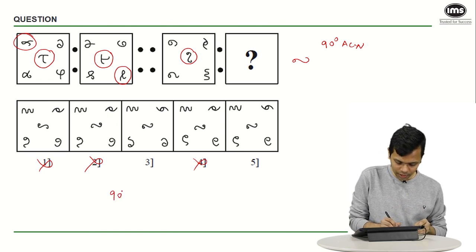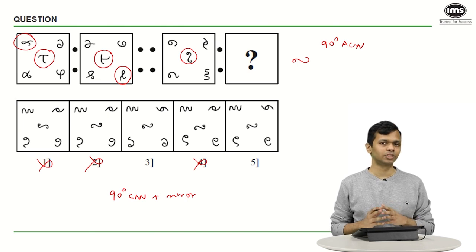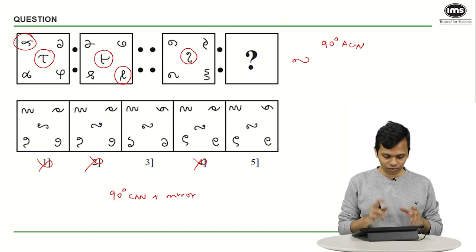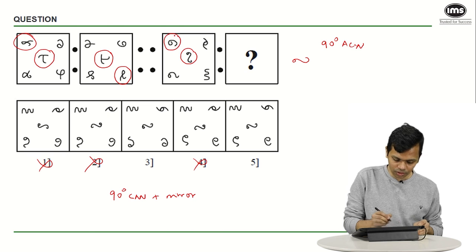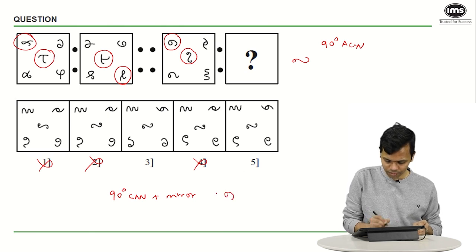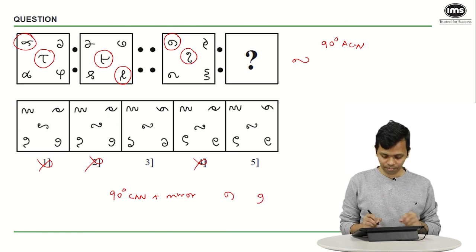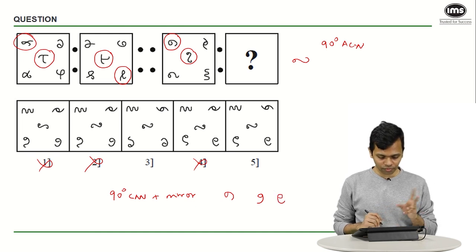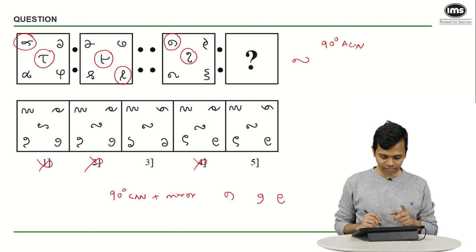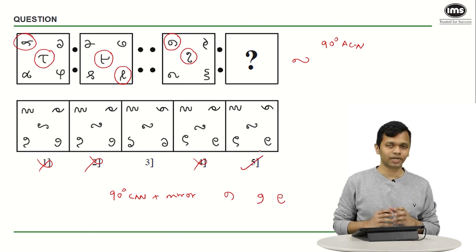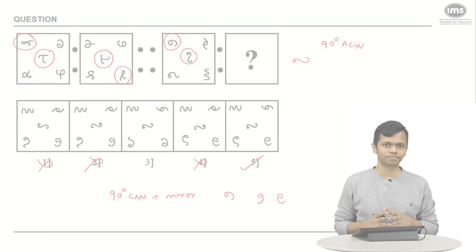So you will have to do 90 degrees clockwise and then take a mirror image of this to get that shape. So if I apply the same principle on this shape, which looks something like this, the 90 degree clockwise rotation will put it in this manner, and then when you take the mirror of this, it is going to appear something like this. Now if you observe our options 3 and 5, you can see that happening in option 5, so that is going to be your answer for this question.